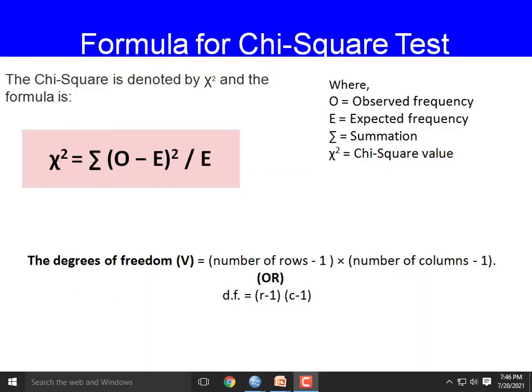Formula for chi-square test: x squared is equal to summation of O minus E squared divided by E, where O is equal to observed frequency, E is equal to expected frequency. Degrees of freedom is equal to number of rows minus 1 into number of columns minus 1. Simply, degrees of freedom is equal to R minus 1 into C minus 1. Now, let us see how to apply chi-square test in SPSS.